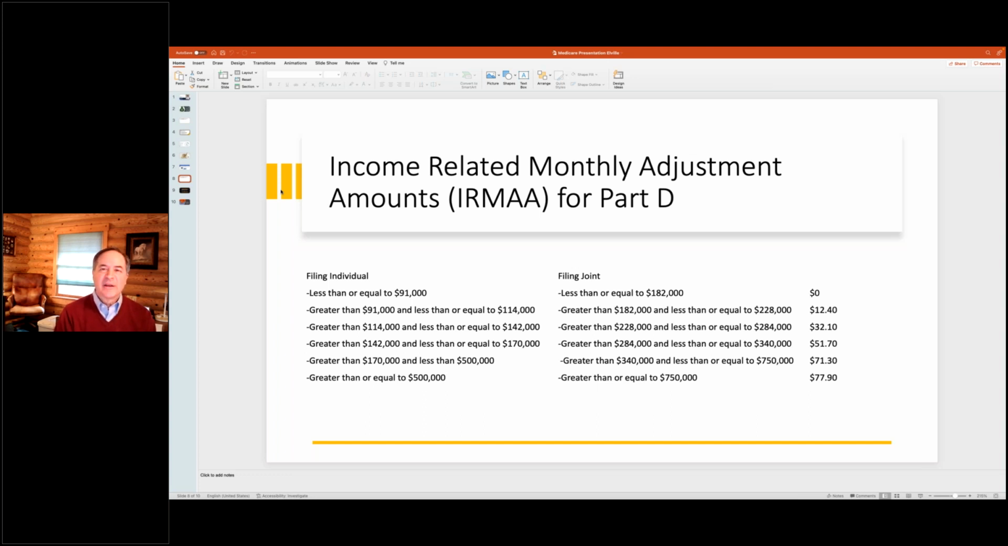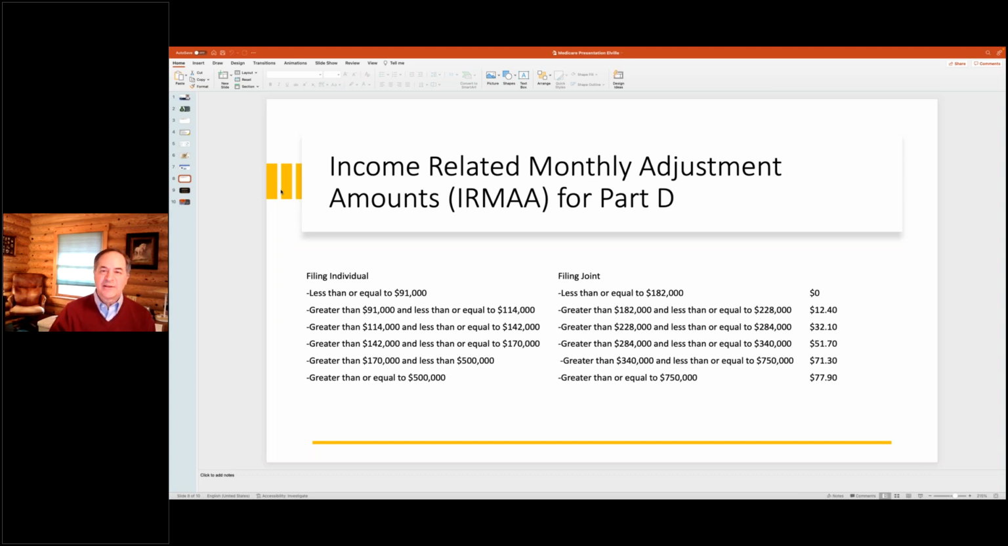an increase, a surcharge rather. And if you're filing jointly, for instance, and you're showing less than $182,000, then it's going to cost you nothing. There's no increase. So if your plan costs you $22 or something like that, then you're only going to pay $22. On the other hand, if you're considered to be a higher income earner, once again, if you're between 182 and 228, then you'll end up paying $12.40 on top of your premium. If you're between 228 and 284, then it becomes $32.10. If you're between 284 and 340, it's $51.70. You can see how it goes up and up and up.